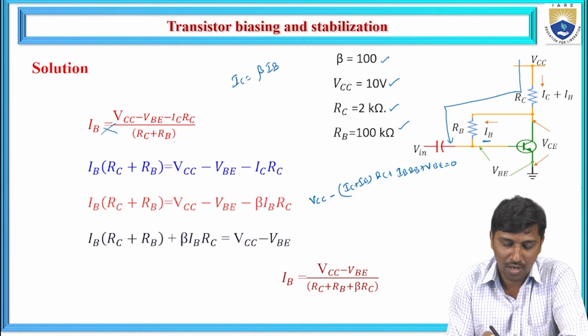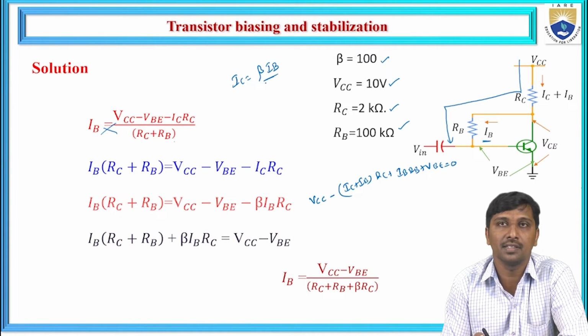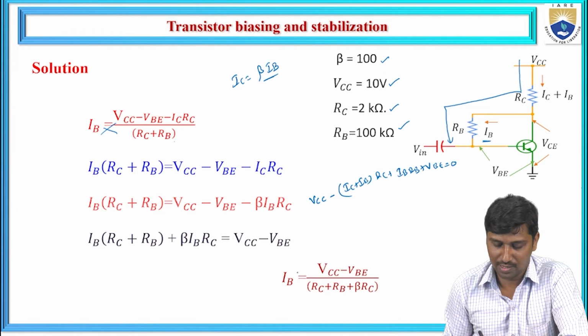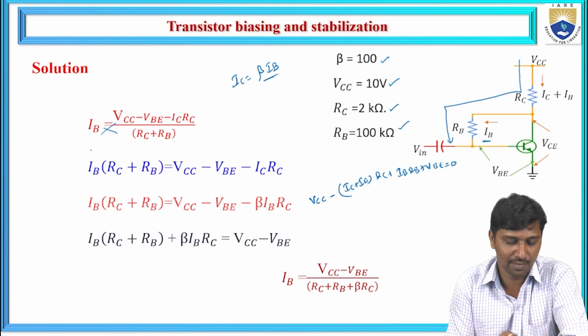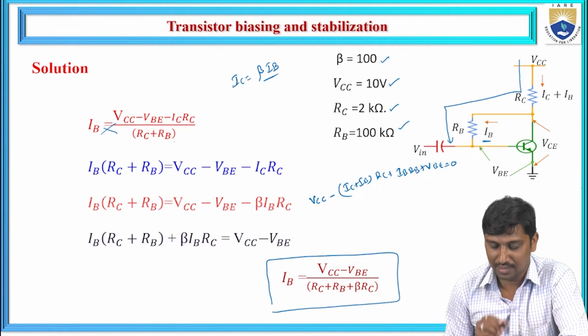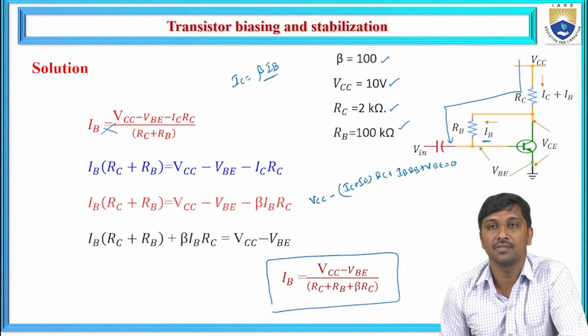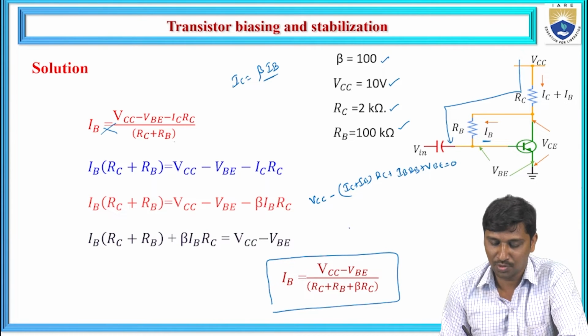So hence, now I am going to substitute IC is equal to beta times IB. Why? Because beta is a known parameter, and the only unknown parameter is the base current. So I'm going to convert these two unknown parameters to only one unknown parameter, that is IB. Hence, IB is represented as VCC minus VBE by (RC plus RB plus beta times RC). So here are all the known parameters.